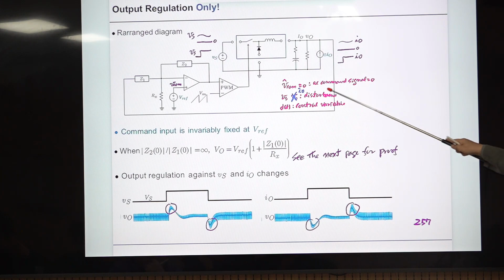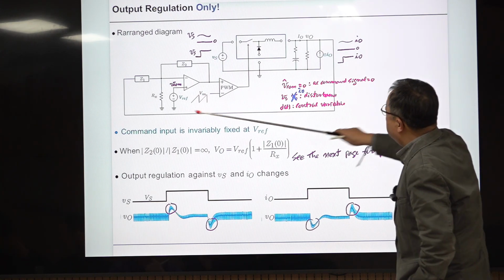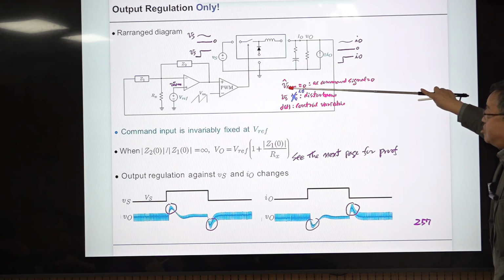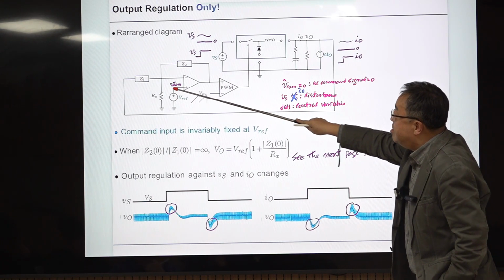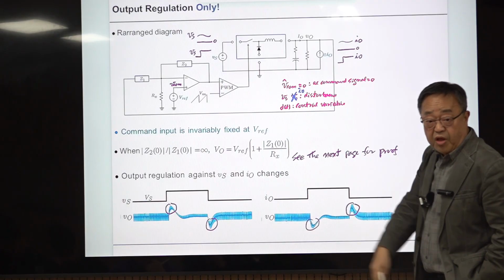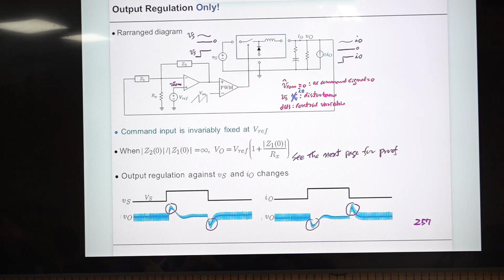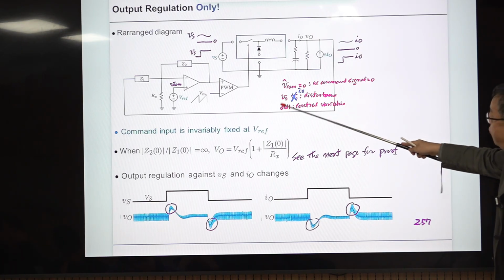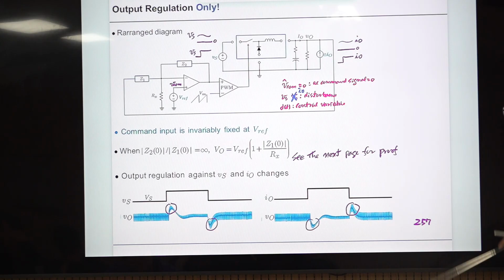So this VCOM is 0. AC command signal is 0 because this is the fixed DC. So it should be grounded when you are considering the AC transfer function. Okay, and this VS and this is IO. In the original handout it was VO, that was a typo. So VS and IO are disturbance. Okay, I think I need s here. Then D is the control variable.